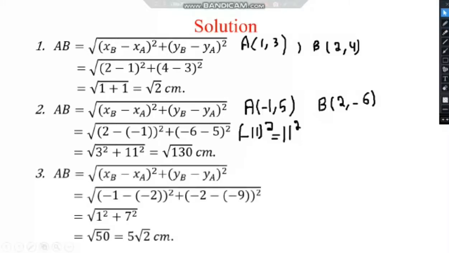Finally, also applying the formula length of AB, we have A of coordinates minus 2, minus 9, B of coordinates minus 1, minus 2.